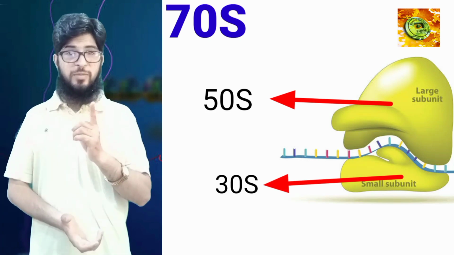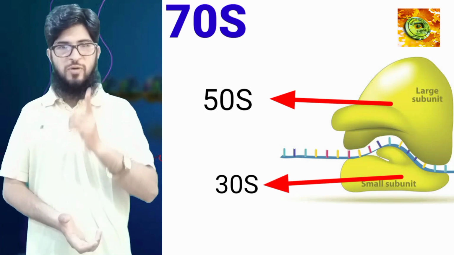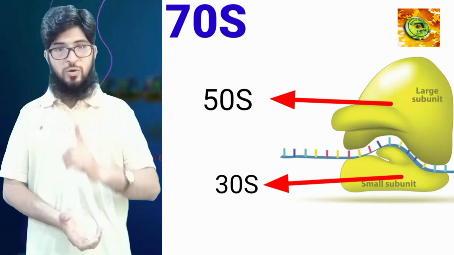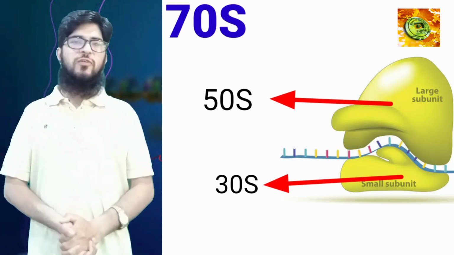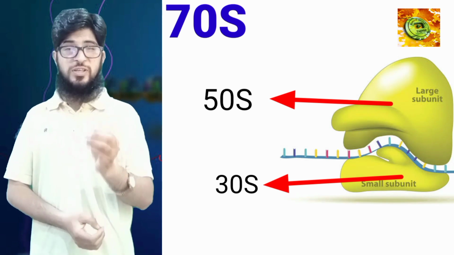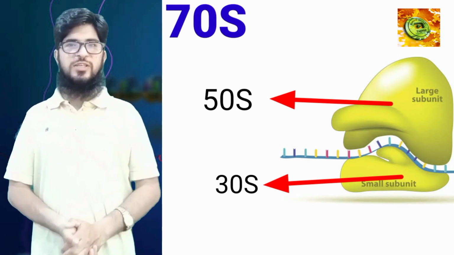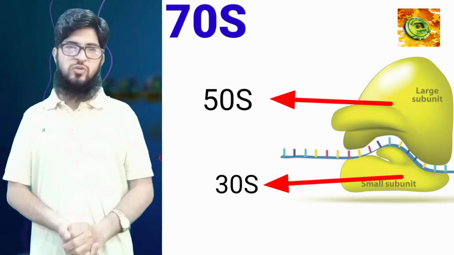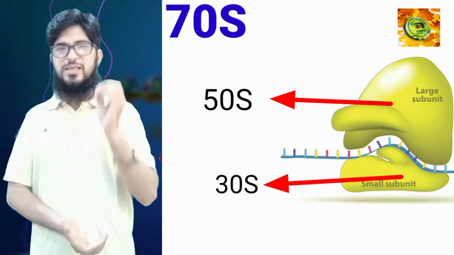Again, a very important point. Don't do the arithmetic sum of 50 plus 30 is equal to 80. No, it's not like that. It means for the larger subunit of the 70S ribosome, the sedimentation coefficient is 50S. And for its smaller subunit, its sedimentation coefficient is 30S separately.